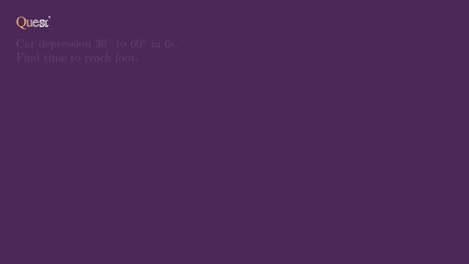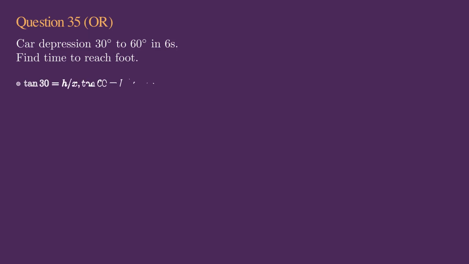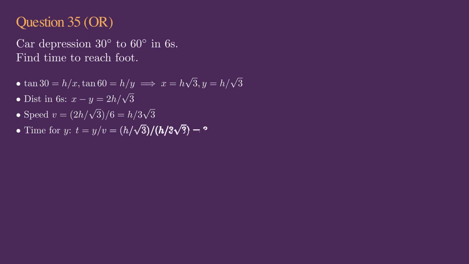Question 35 OR. The angle of depression of a car changes from 30 to 60 degrees in 6 seconds. Find the time taken to reach the tower. Let the height be h. The distances are h root 3 and h over root 3. The distance covered in 6 seconds is 2h over root 3. Calculating speed and then time for the remaining distance, the time taken is 3 seconds.